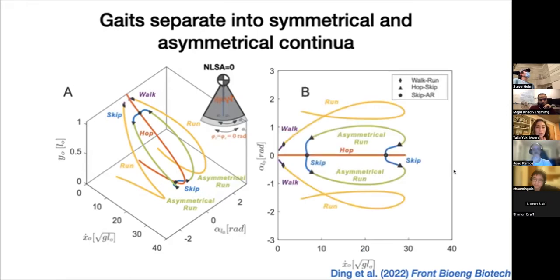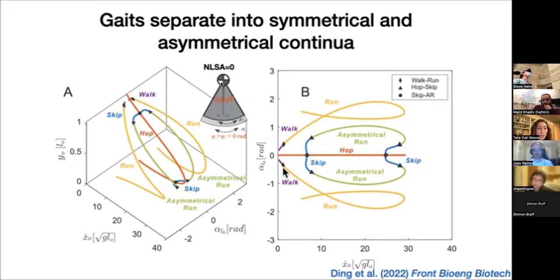I'm also showing you a 2D projection of this three-dimensional plot to show you that there are two distinct continua here. There's a continuum for the symmetrical gaits, which are walking and running. And then there's a totally distinct continuum for the asymmetrical gaits, including hopping, skipping, and asymmetrical running. Sometimes there are multiple neighbors that work, or the neighbors have different gait solutions. These are called bifurcations or gait transitions, which are represented by the black shapes. You can see the circles, the triangles, and the diamonds here.